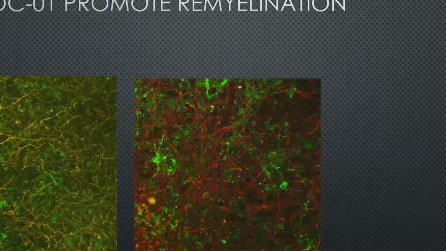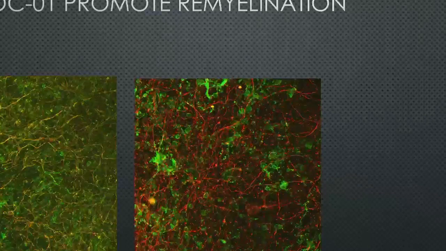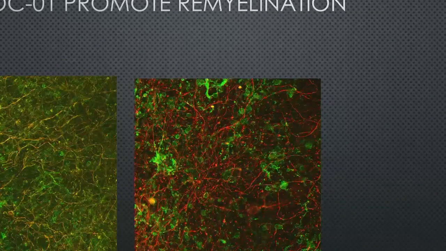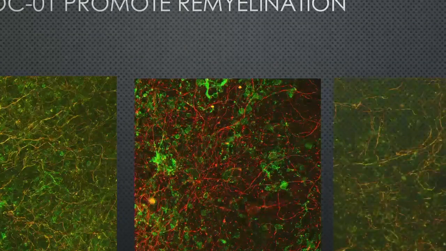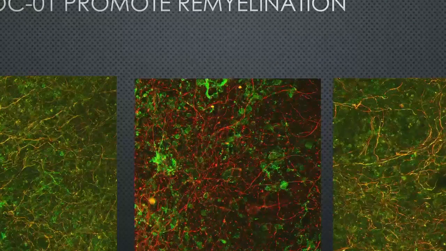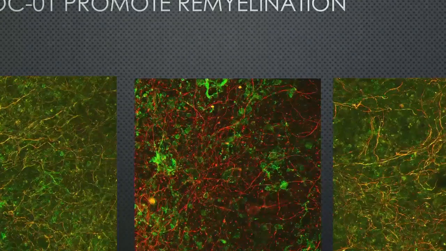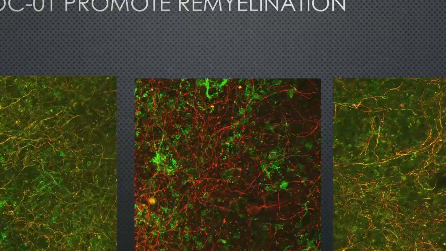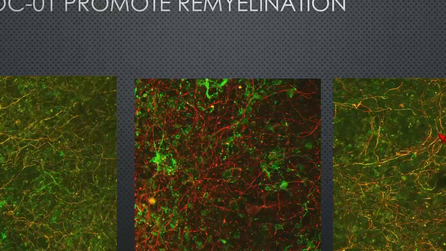We can use a different reagent to demyelinate these. This is LPC. So this is control. We can use LPC here, lysophosphatidylcholine, and you can see it just massively demyelinates these slices. And then when she put DOC-01 onto the slices, when she washed out LPC, you could see this very nice remyelination of these axons.